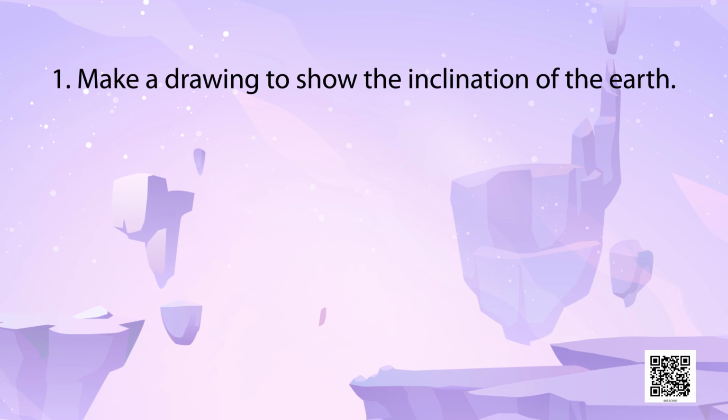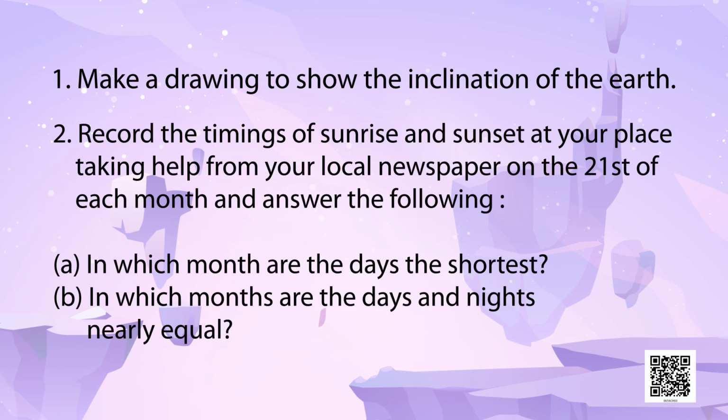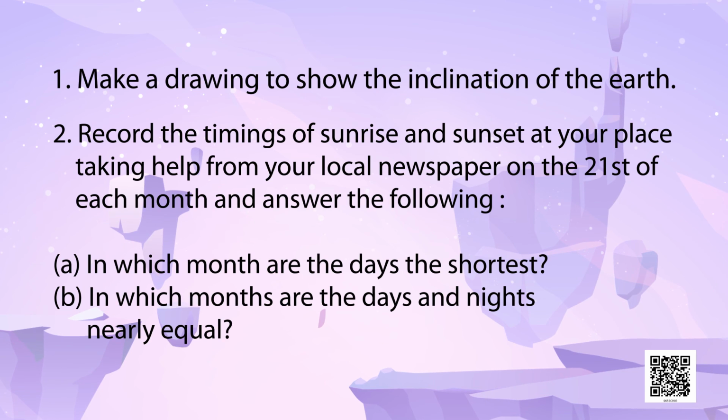Now students, you have to do something on your own. Number 1, make a drawing to show the inclination of the earth. Number 2, record the timings of sunrise and sunset at your place, taking help from your local newspaper, on the 21st of each month, and answer the following. A. In which month are the days the shortest? B. In which months are the days and nights nearly equal?